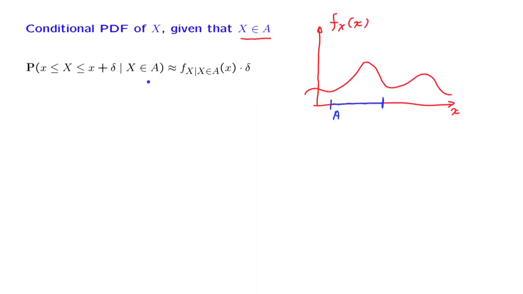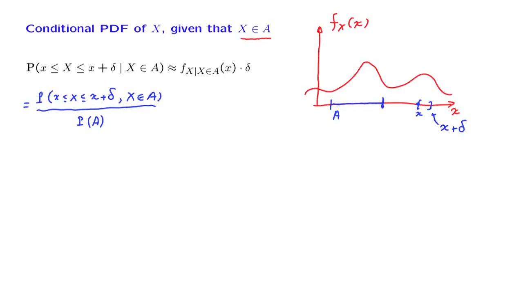Let us distinguish two cases. Suppose that x, little x, lies somewhere out here and we want to evaluate the conditional PDF at that point. So, trying to evaluate this expression, we consider a small interval from little x to little x plus delta. And now let us write the definition of a conditional probability. A conditional probability, by definition, is equal to the probability that both events occur divided by the probability of the conditioning event.